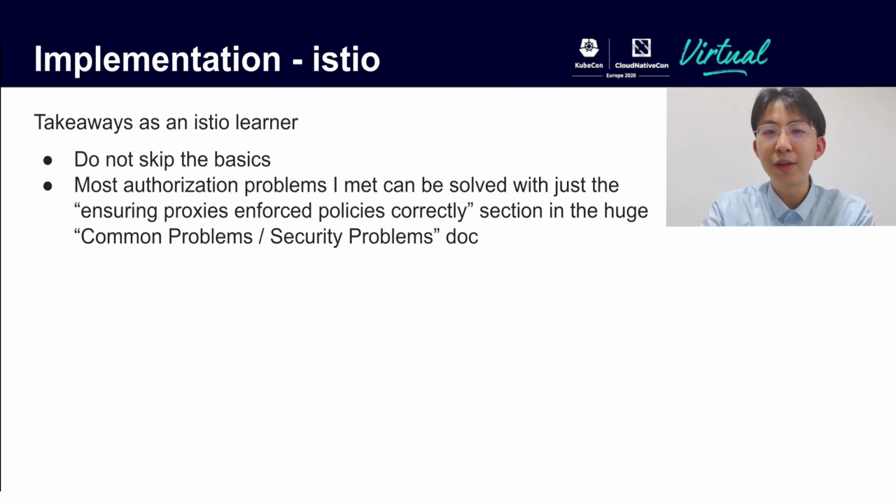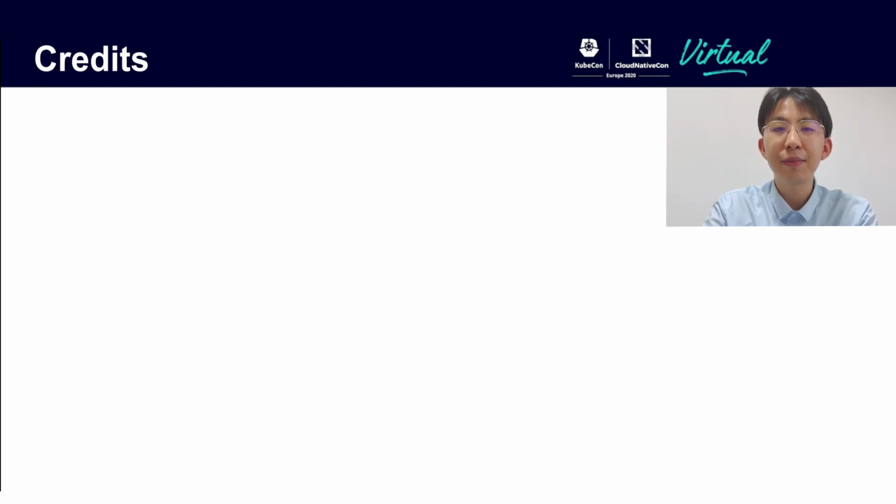But from my experience, most authorization problems can be solved with just one section in the huge troubleshooting doc. That's the ensuring proxies enforce policies correctly section. It tells you how to enable debug logging for a sidecar. Then you can observe what information is parsed from a request and whether it was denied.